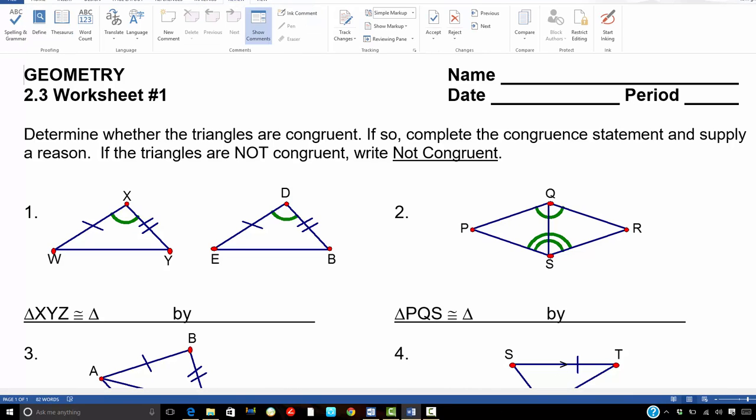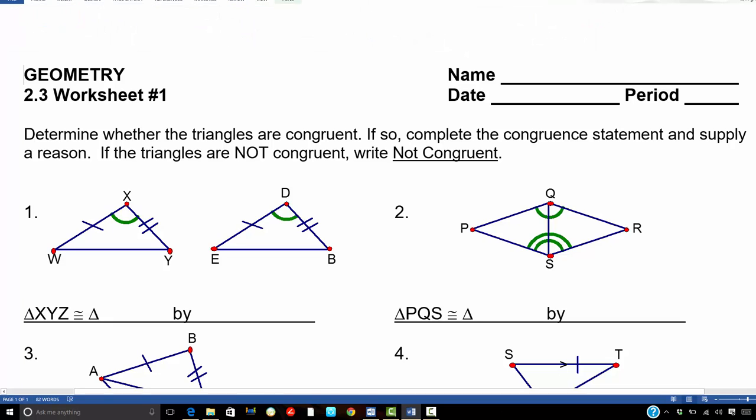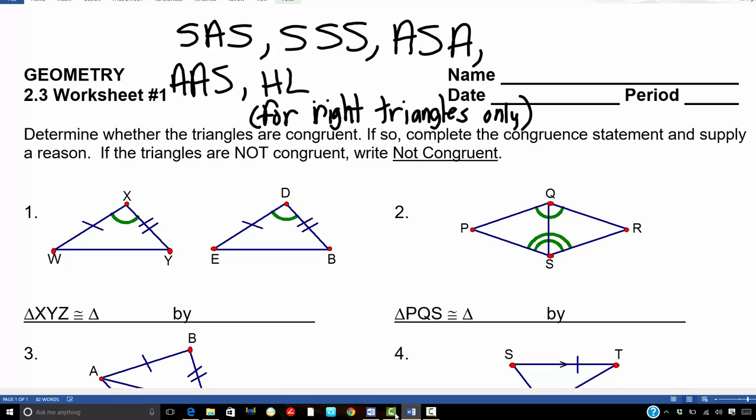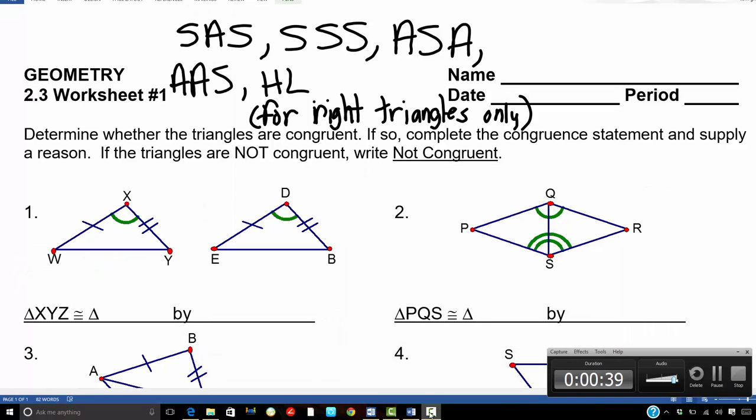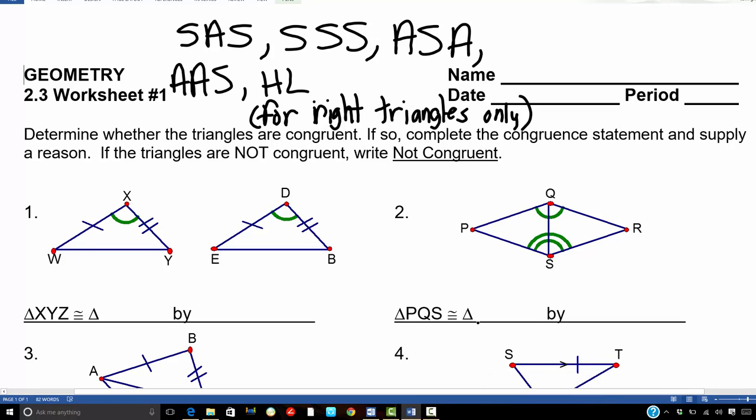So the first thing I would probably do, if it's not already right in front of you, I would write down the 5 ways to prove triangles are congruent. So it's like right in front of your face. So there's the 5 ways to prove triangles congruent: side, angle, side; side, side, side; angle, side, angle; angle, angle, side; and hypotenuse, leg. It only works for right triangles. So let's just start with number 1 here.